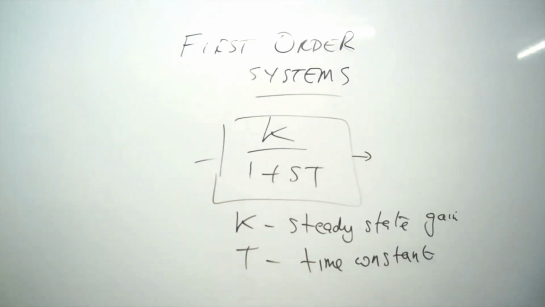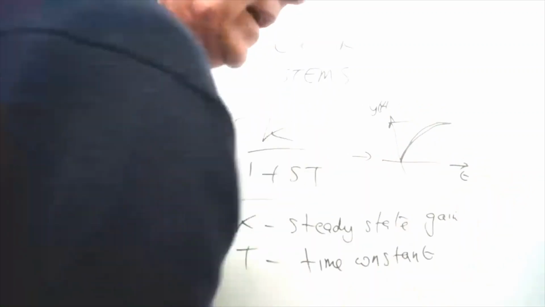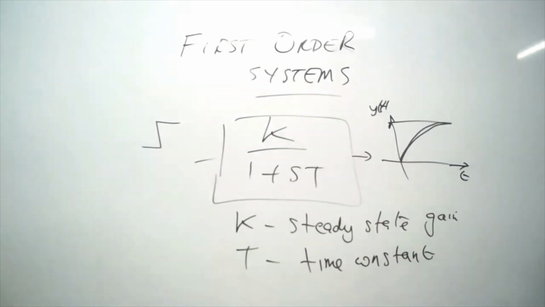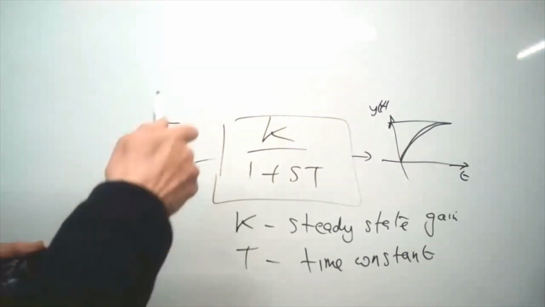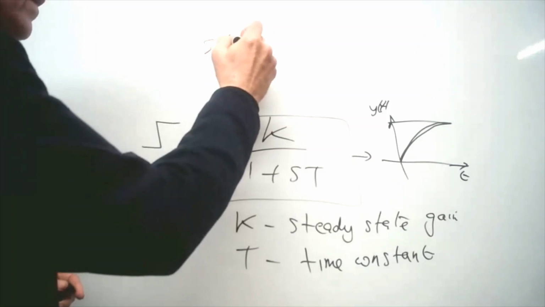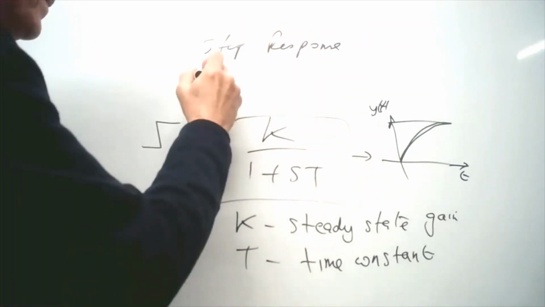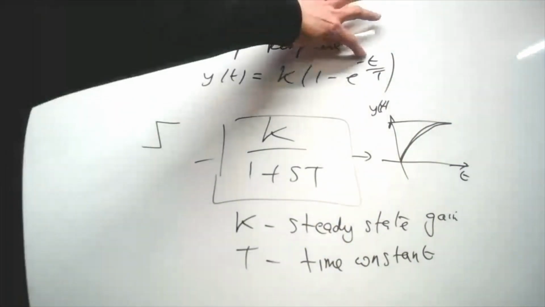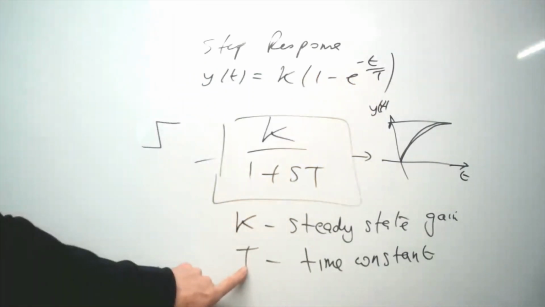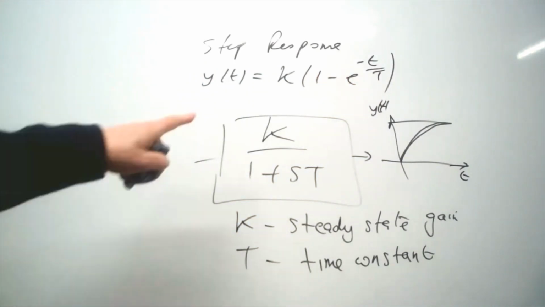And we can also have an equation now. If we put a step in here, we'll get an output here, which is a graph that looks a bit like that. This is output against time. And we can have a little equation for this, which I'm going to put up here. The equation is that y of t, the step response, is given by K into 1 minus e to the minus t over T. Now in this equation, little t is time and big T is the time constant. So this is called the step response.